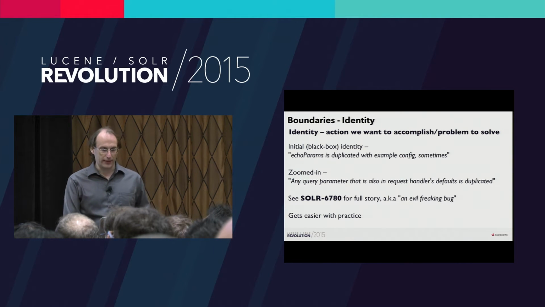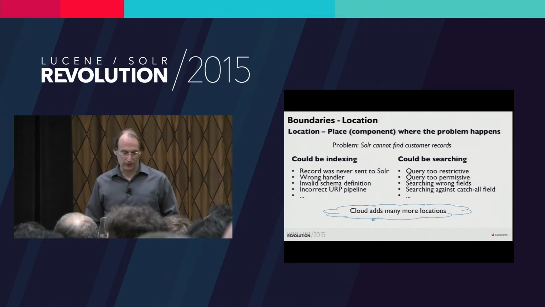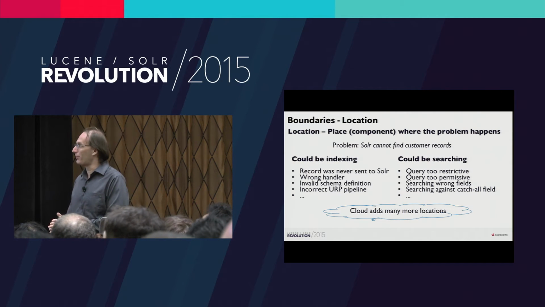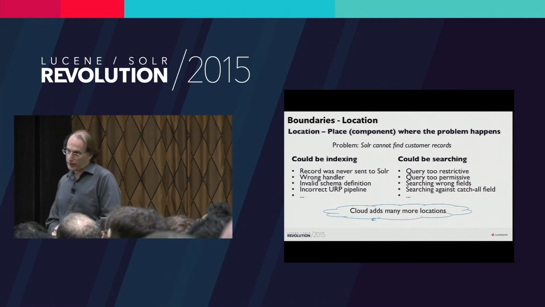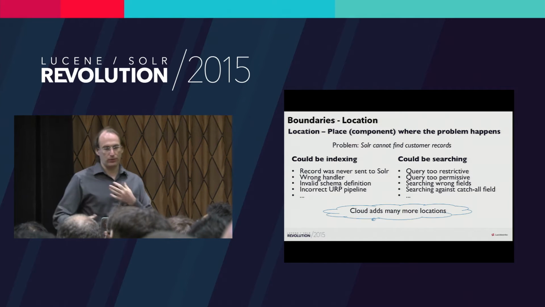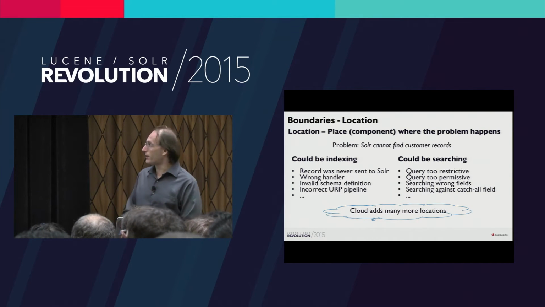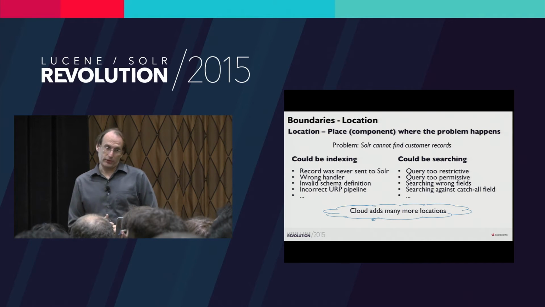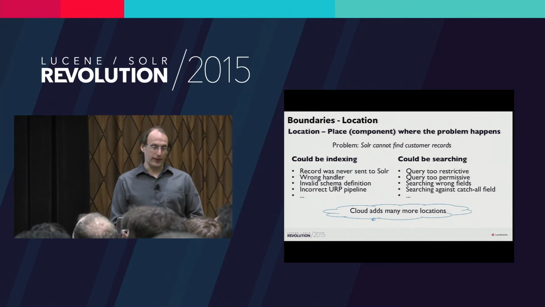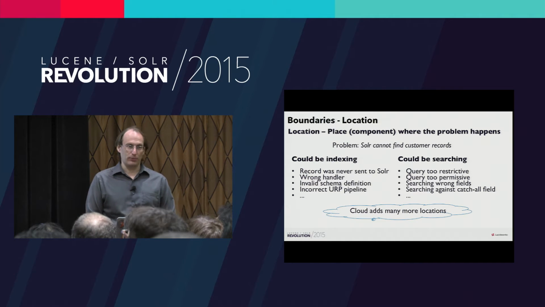So that's identity. So it's supported by the other three. So let's look at what location means for Solr. Location for Solr is a place or component where this problem actually occurs. Now, if your problem is that Solr cannot find customer records, you don't actually know where the problem is.